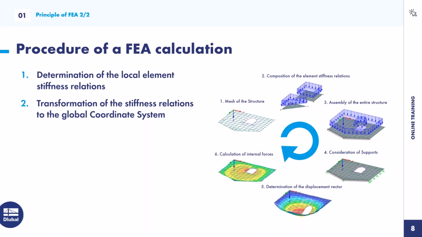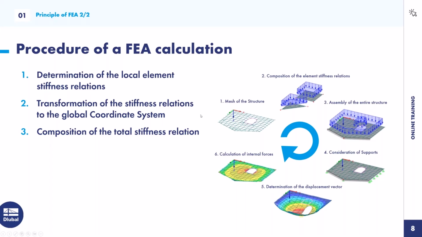To continue and find the final result, we have to transform these local stiffness matrices. That means we have to transform them into the global coordinate system, and then we can put them all together. So we put several matrices together and create a complete stiffness matrix for our system. This is the third step in our calculation.